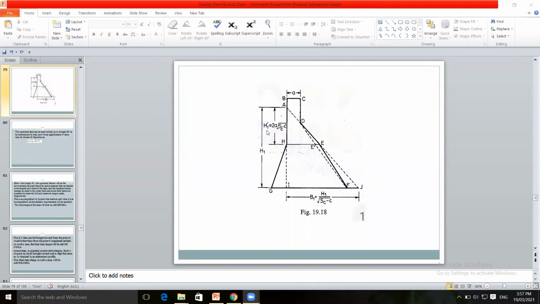How these values of H1 hash, B1, how it is calculated for designing a final shape of the gravity dam, by considering this top width for roadway construction and providing a freeboard. How the section is changed. Freeboard provide केल्यामुळे आणि top width provide केल्यामुळे the section change झालेला आहे. Height is changed, its profile is changed, base width, overall height is changed.